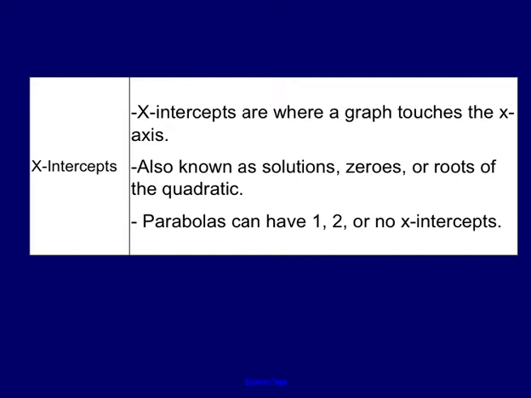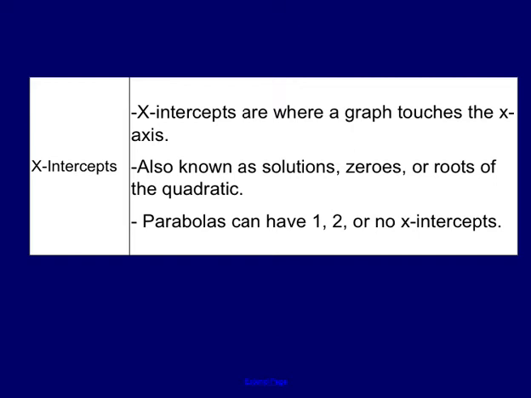I do want you to write this stuff down because it's important to reference back later. The x-intercepts are where a graph touches the x-axis. Remember that the x-axis is the horizontal one. It's also known as the solutions, zeros, or roots of the quadratic. All of those words are going to start to make more sense throughout the rest of this unit, but we're just going to start with graphing because that's what we're familiar with.